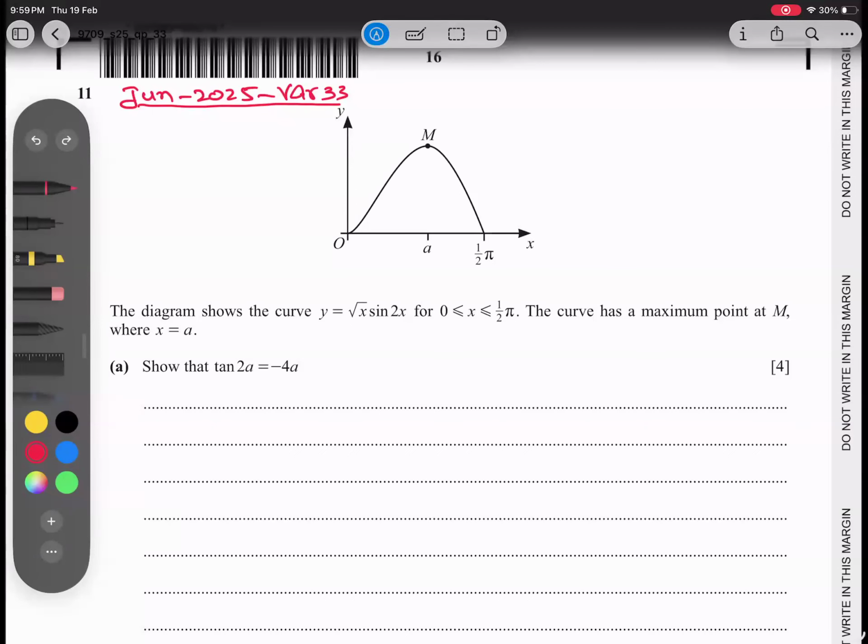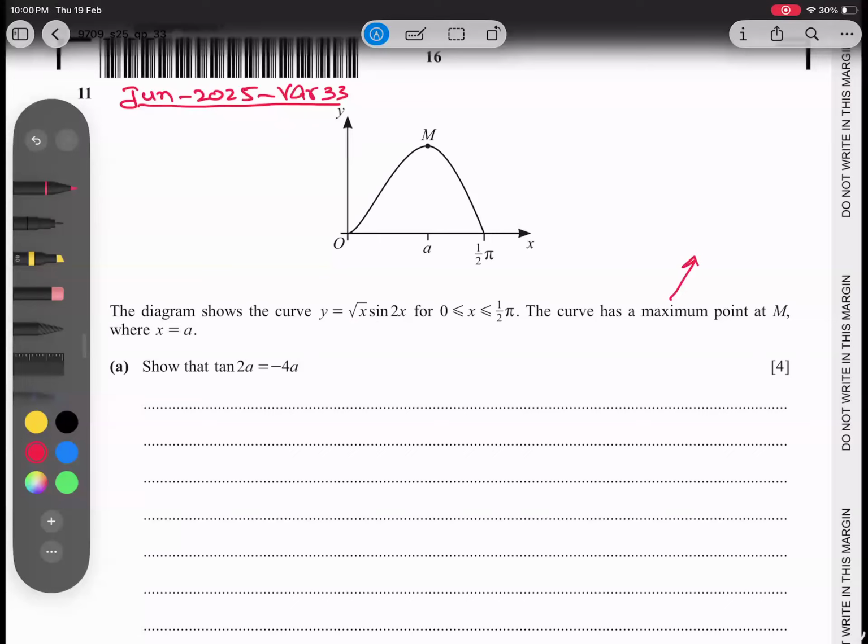Bismillah ar-Rahman ar-Rahim. June 2025, 33, variant question number 11, and the topic is numerical solutions. First of all, he's asking about the curve equation given. The curve has a maximum point M at x equals a. So it means that the maximum point is very clear.